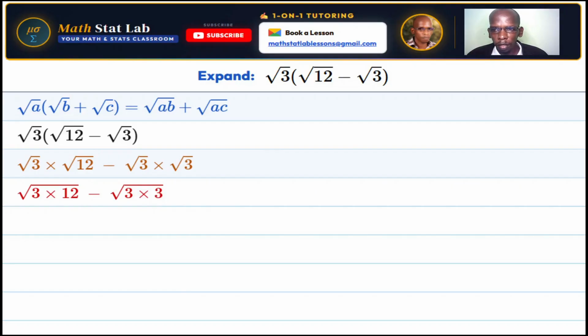So we can reduce it to the root of 36 minus the root of 9. But the root of 36 is 6, and the root of 9 is 3. So it becomes 6 minus 3, and 6 minus 3 is 3. So that becomes the answer for this question here once we expand. So that's how we expand surds with one bracket.